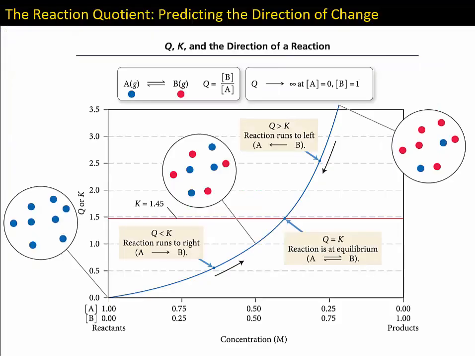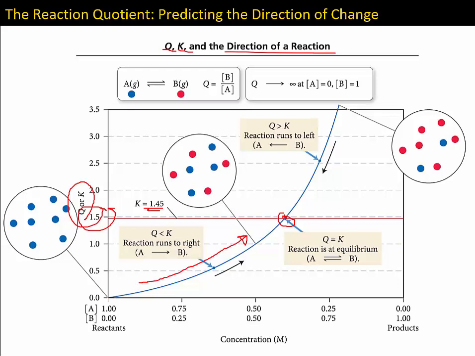All right. So here's an example of looking at this in terms of concentration, whether you're looking at Q or K. So if we're looking at a relationship between Q and K and the direction of the reaction, right here at 1.5, that's our K value. So when Q is equal to K, there's no change. If Q is less than K, I don't have a lot of products. I need to make more. Things are going to move in the forward direction, to the right.